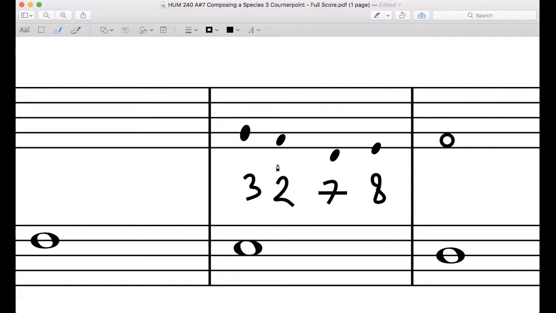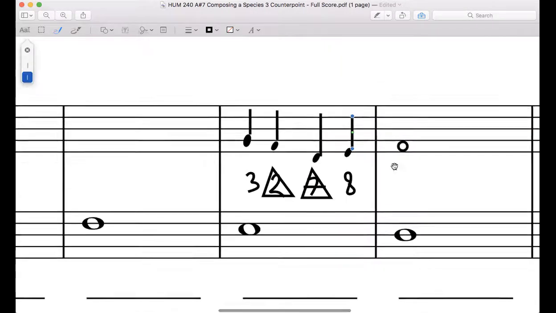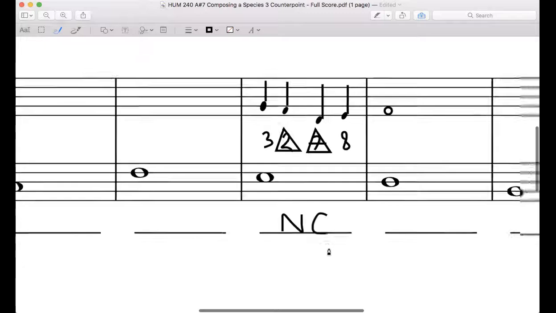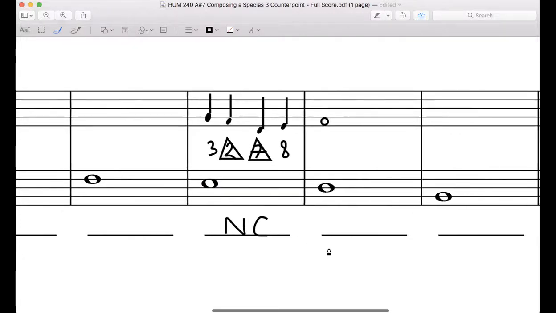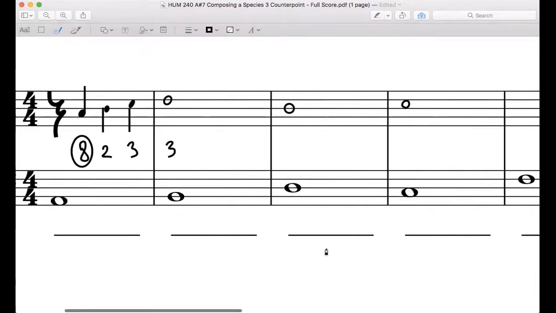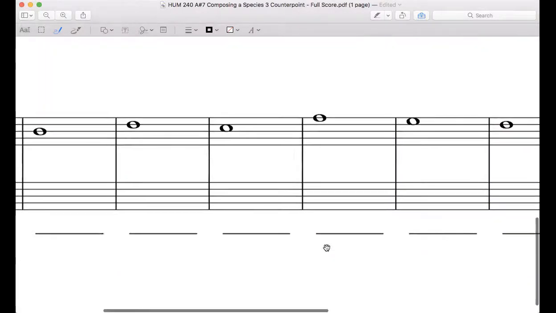So that is a Nota Cambiata. However, it does have 2 back-to-back dissonances. Is that allowed? Well, yes. Remember that Nota Cambiata is one of the 2 exceptions to that rule. So I'm going to put NC, for not North Carolina, but Nota Cambiata. So this works really well. What if you were headed upwards? Let's go to another one.